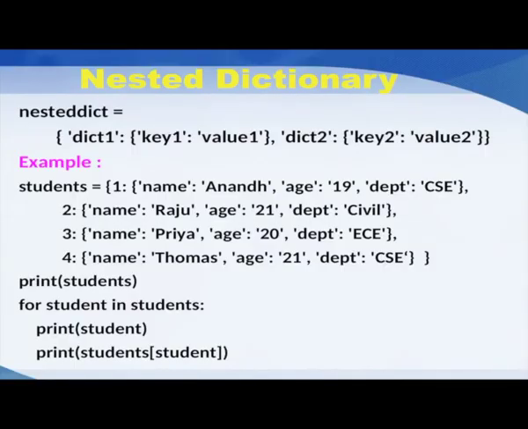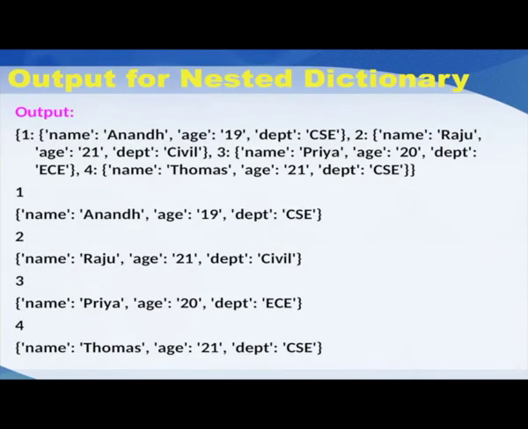So, here we see how to create a nested dictionary. Here dict1, dict2 are all keys, and each value is again a dictionary. I have shown you an example also, and you can print and see how this dictionary gets displayed. So, when you run the nested dictionary example, you get the output as you are seeing here.